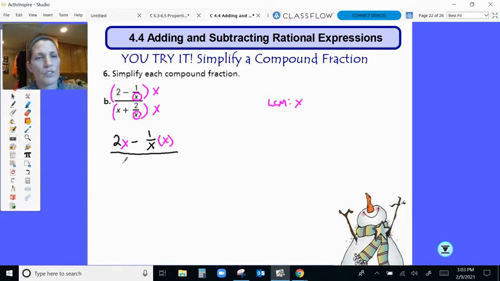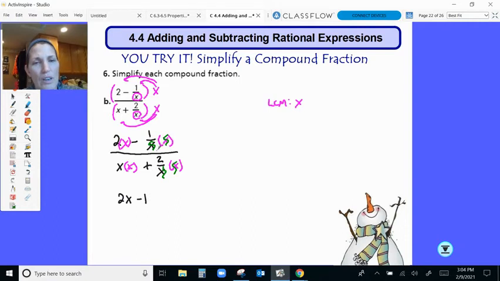And then we're going to do the bottom, x times x again. Okay, so I'm distributing again this x on the top and this x on the bottom. Okay, parentheses there. And this will be plus 2 over x times my x. Okay, so these end up canceling here and these end up canceling here. So all we have left now on the top is going to be a 2x minus 1.